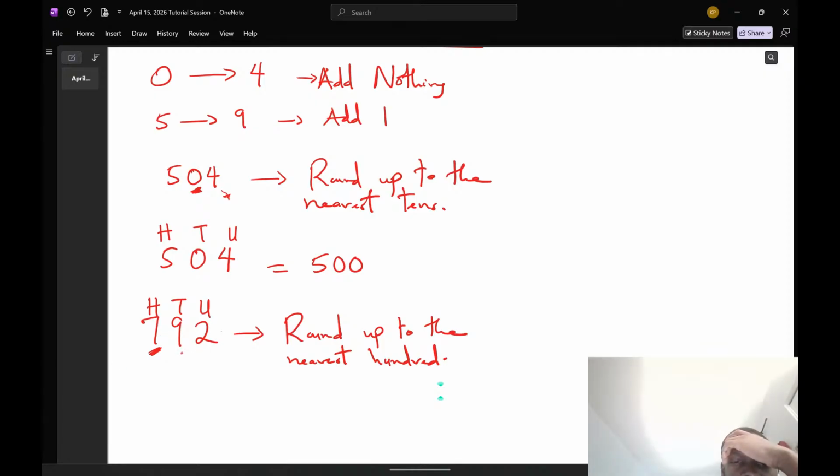So 9 falls in the range of 5 to 9, so we are going to add a plus 1 to 7. If we add a plus 1 to 7, then the rest will become negligible. They will become 0. So 7 plus 1 is 8. So rounding up 792 to the nearest 100 becomes 800.